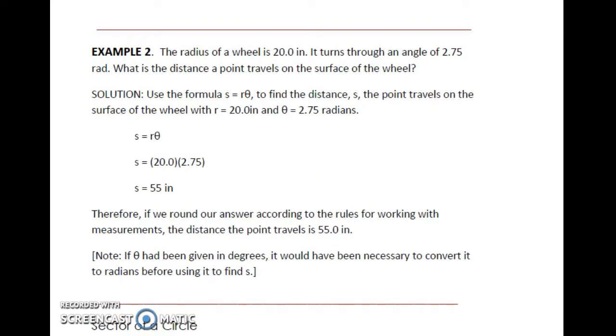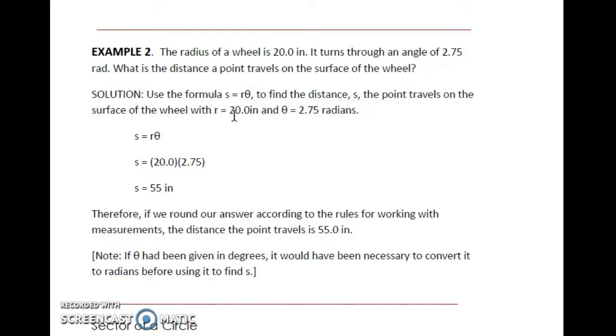The radius of a wheel is 20 inches. It turns through an angle of 2.75 radians. What is the distance a point travels on the surface of the wheel? So we're trying to find S given the radius r and the angle theta in radians. We can use this formula, S equals r theta, to find that arc length distance that the point travels on the surface of the wheel.